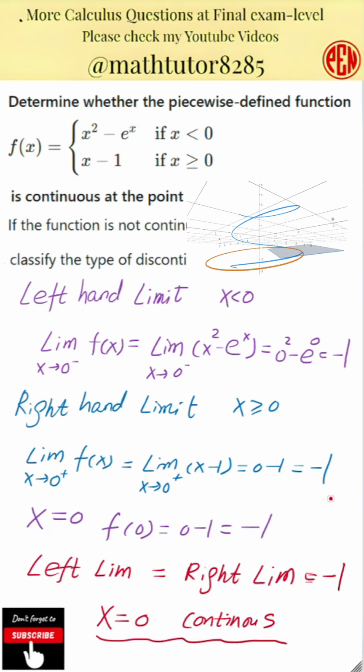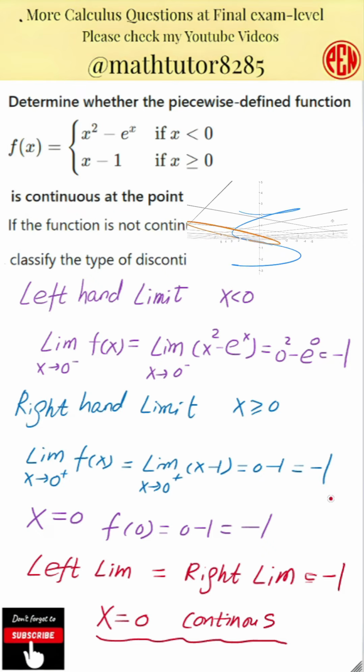To check if a function is continuous at a point, just make sure the left-hand limit, the right-hand limit, and the function's value at that point are all the same. That's it for this question.